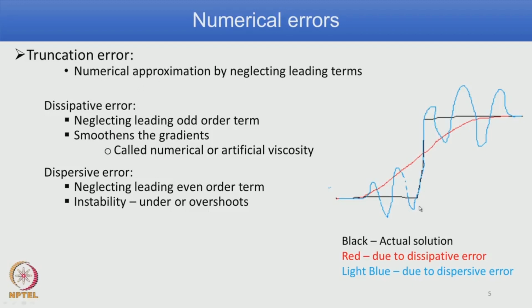The second error is a dispersive error, and that is due to a leading even order term, and the solution obtained will exhibit wiggles, that is overshoots and undershoots. You can see here the light blue color, and that is the type of solution you will get. You can see up and down, and so on. So, you have a problem either because of the dissipative error or because of the dispersive error.